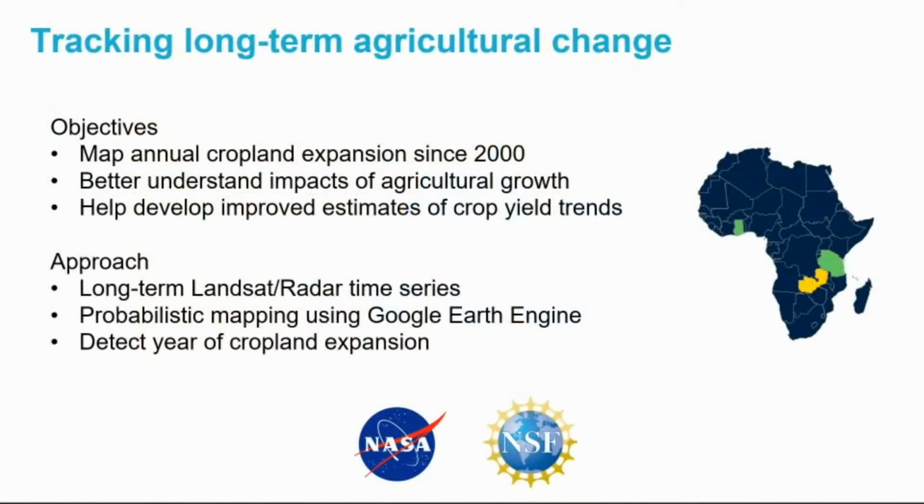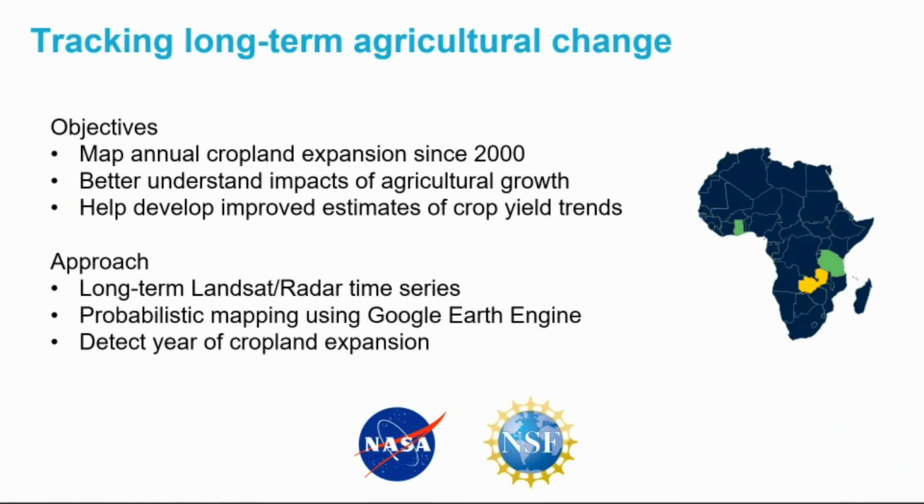So that's one project. The second project I want to talk about quickly is our efforts in Zambia to track long-term agricultural change. Zambia is a country that's been undergoing some of the most rapid agricultural expansion in Africa. So we're interested in understanding what the impact of that agricultural growth is. And we eventually want to use it to understand how yield trends are evolving. Is productivity increasing? Is it becoming more sensitive to climate change and climate variability?